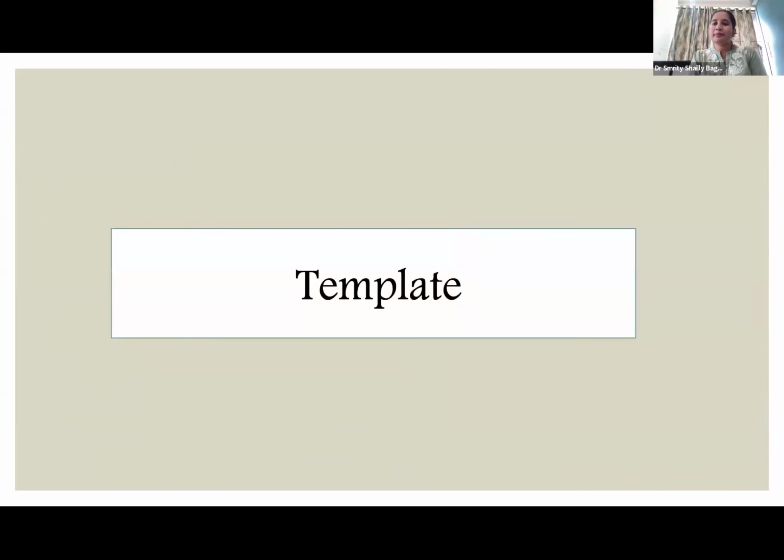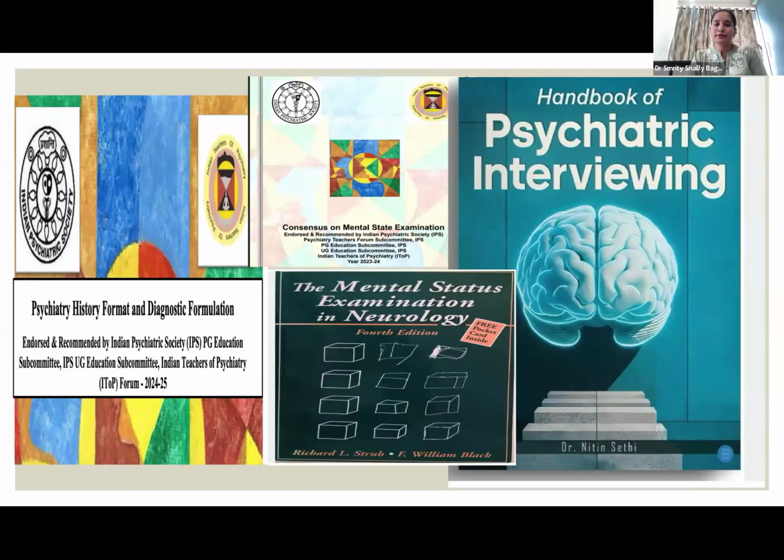Now, I will provide a brief template for the short case presentation and how to go about it, and then we'll hand over the mic to the presenters. So these are a few of the resources.